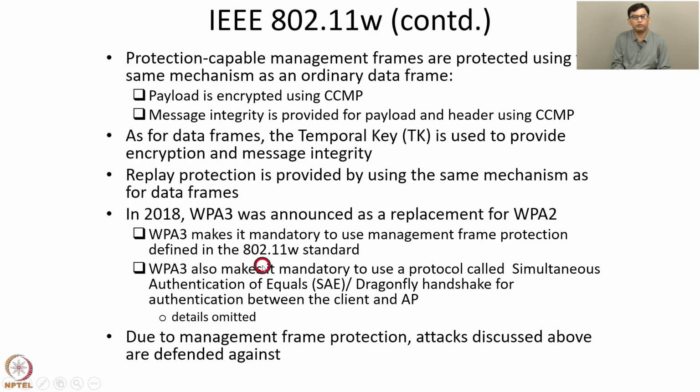So due to management frame protection, the attacks that we discussed above are defended against. For example, suppose a client and access point are already associated with each other, and they have also done the four-way handshake. Subsequently, if an attacker tries to send a deauthenticate packet to the access point or to the client, pretending to be the other party, that will be detected because that management frame won't be protected. So because of the protection of these management frames, attacks such as deauthenticate attack and disassociation attack can be defended against.